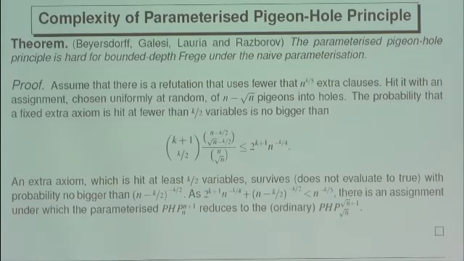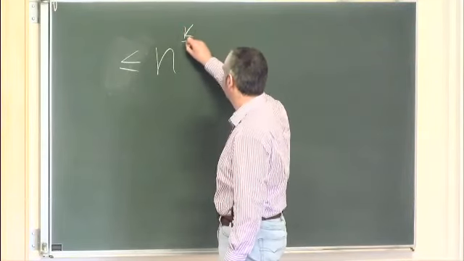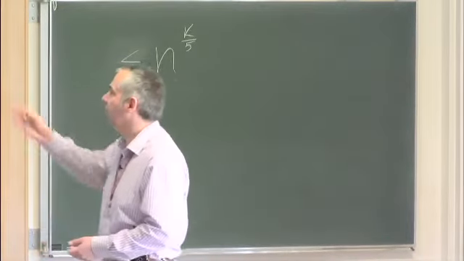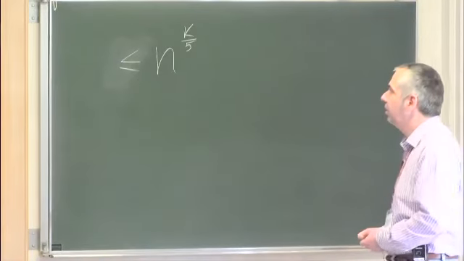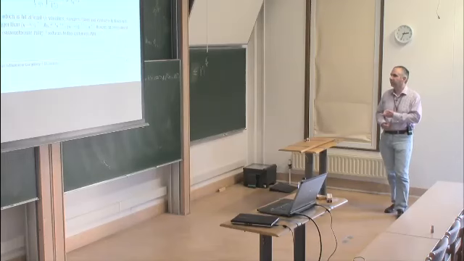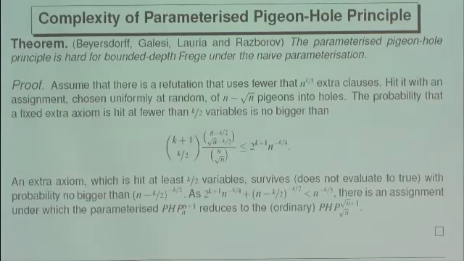But if the refutation used very few of the extra clauses, and very few in this context meant fewer than n to the, say, k over 5, what they did is they hit the refutation by a random partial assignment that only left n plus 1 pigeons free and n holes. And then they argued, and that is the heart of the argument, but once you figured out that it could be done this way, it's not difficult to actually estimate the probabilities and the numbers.